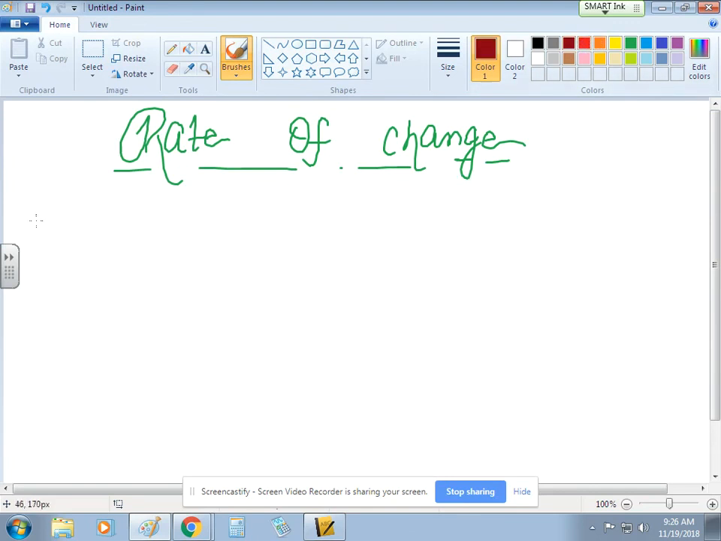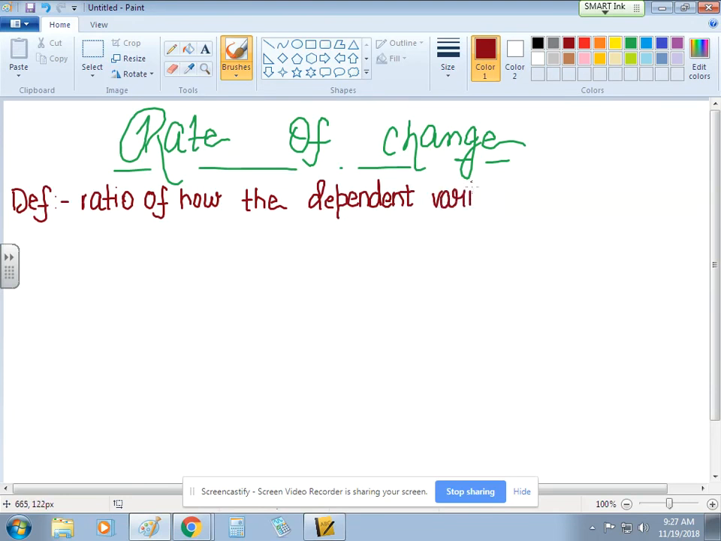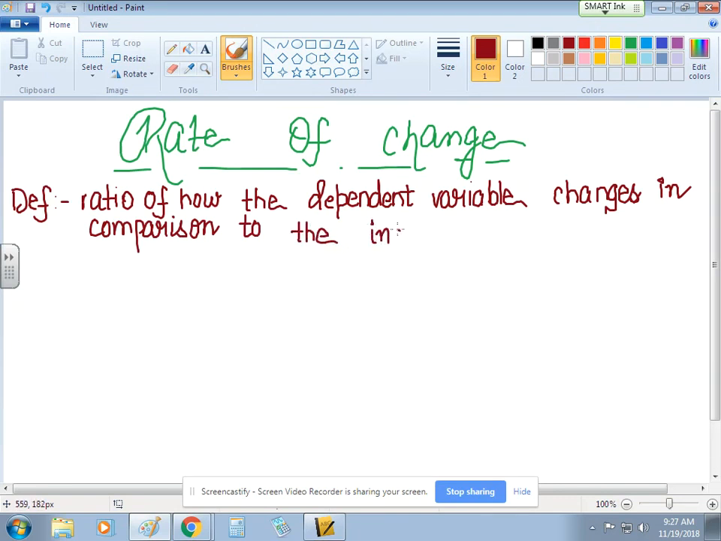So basically, students, rate of change by definition, or average rate of change by definition, is the ratio of how the dependent variable changes in comparison to the independent variable.